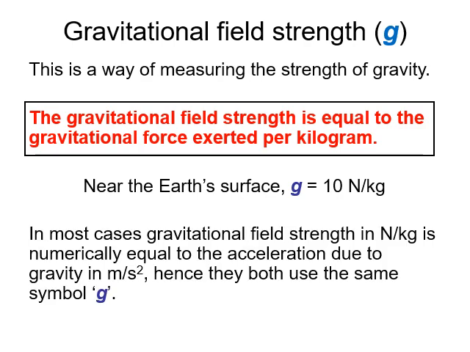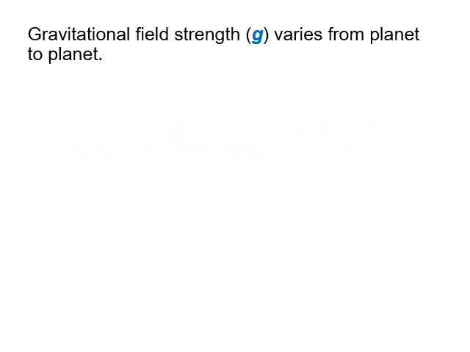Okay, so in most cases field strength is in newtons per kilogram, which is the same as saying the acceleration due to gravity in meters per second squared. So basically in the gravitational field strength of Earth, an object will accelerate at 10 meters per second squared. Hence we use the same symbol, lowercase g. So this gravitational field strength g varies from planet to planet. Okay, so the force of gravity varies from planet to planet.